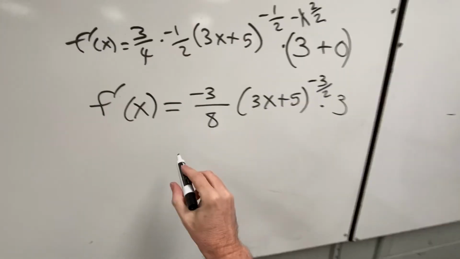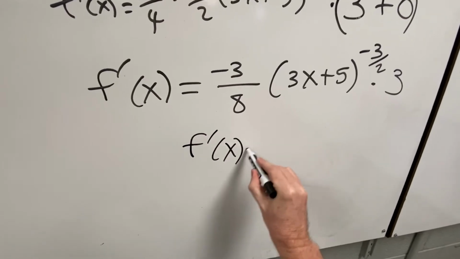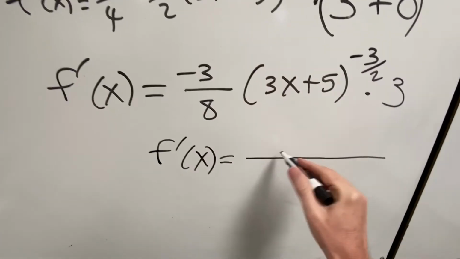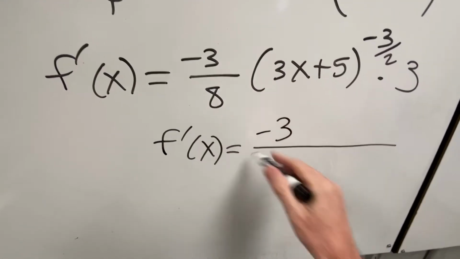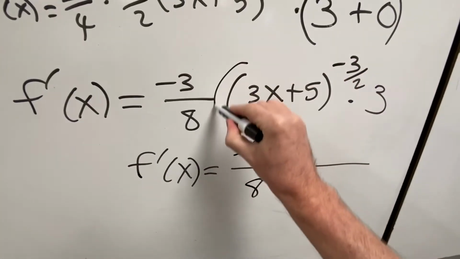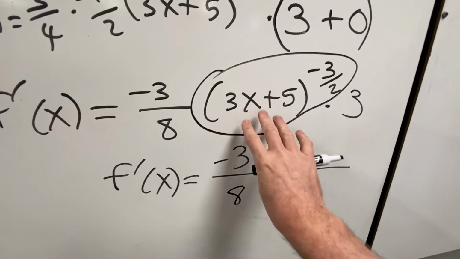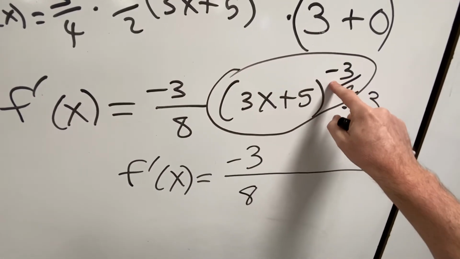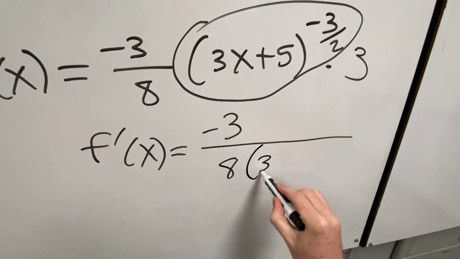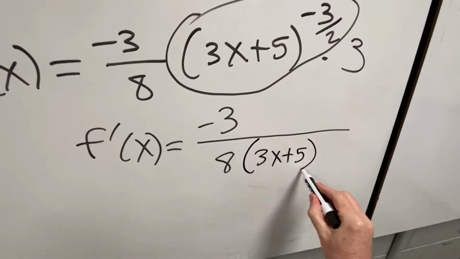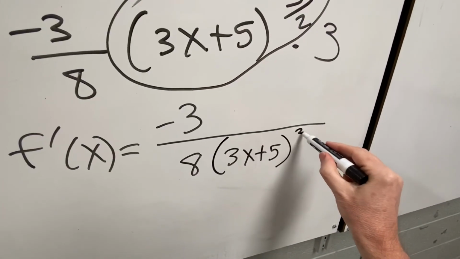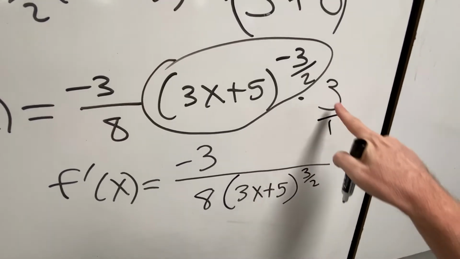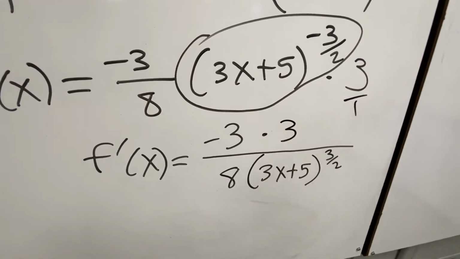So here we are. Now, for our final answer, let's draw one big long fraction bar. Who's on top? Negative 3. Who's on the bottom? 8. Where is this guy right here? This is on the side, which means top. So the negative tells it to go from the top to the bottom: 3x plus 5, no longer to the negative 3 over 2, but the positive 3 over 2. And where's this 3? Since it's technically 3 over 1, 3 is on the top with the other 3.